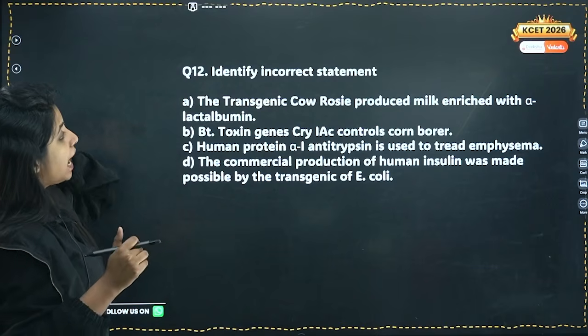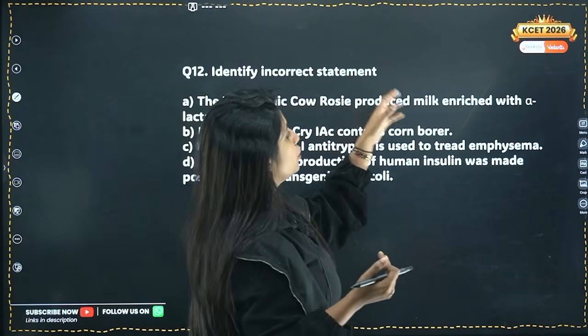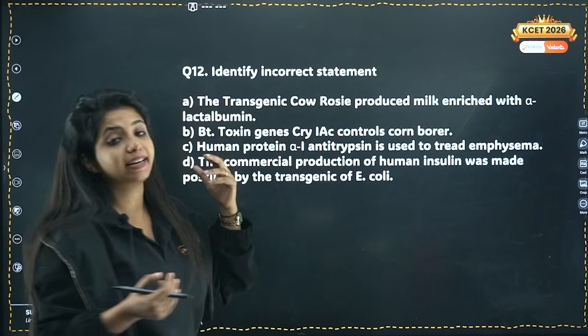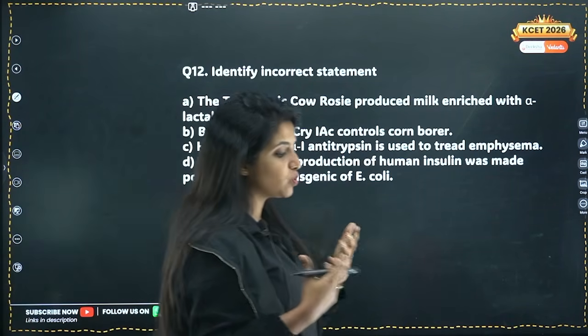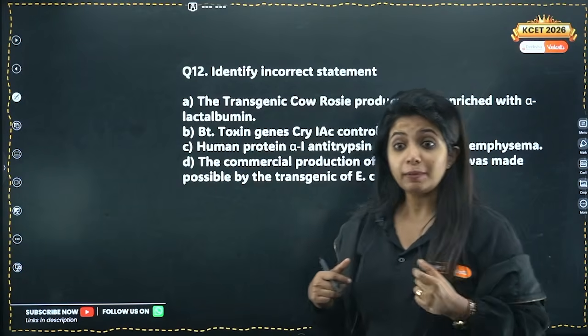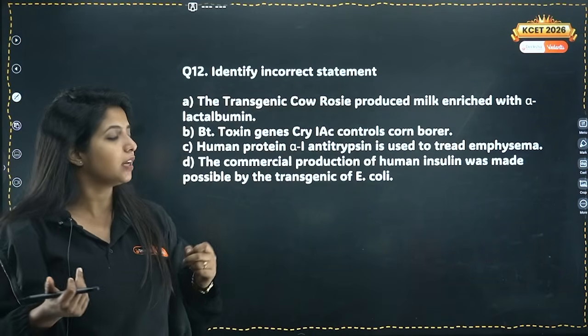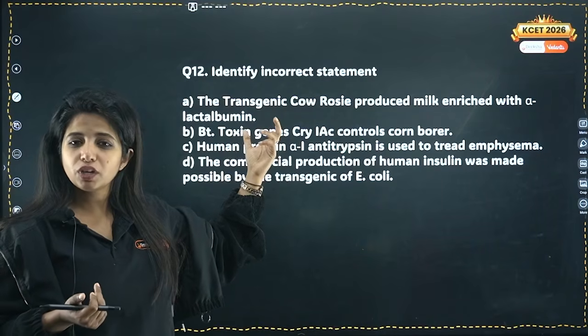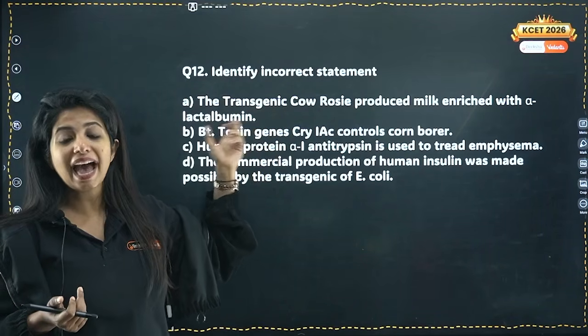Now going ahead, identify the incorrect statement. Transgenic cow Rosie produced milk enriched with alpha-lactalbumin. What is transgenic cow? We are making some genetic changes in the cow. That's why you call this a transgenic cow. Probably we inserted a gene that we wanted into the organism. Now this cow, whose name is Rosie, very cute name, right? So it produced a milk which is enriched with alpha-lactalbumin.